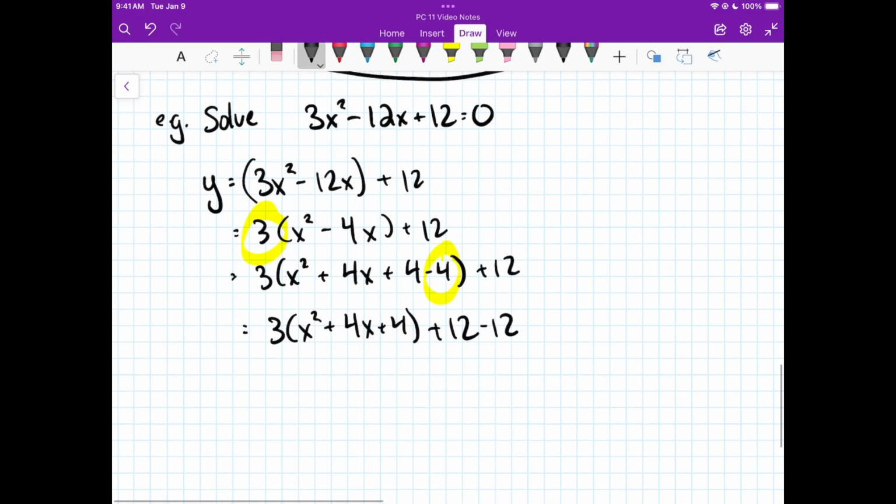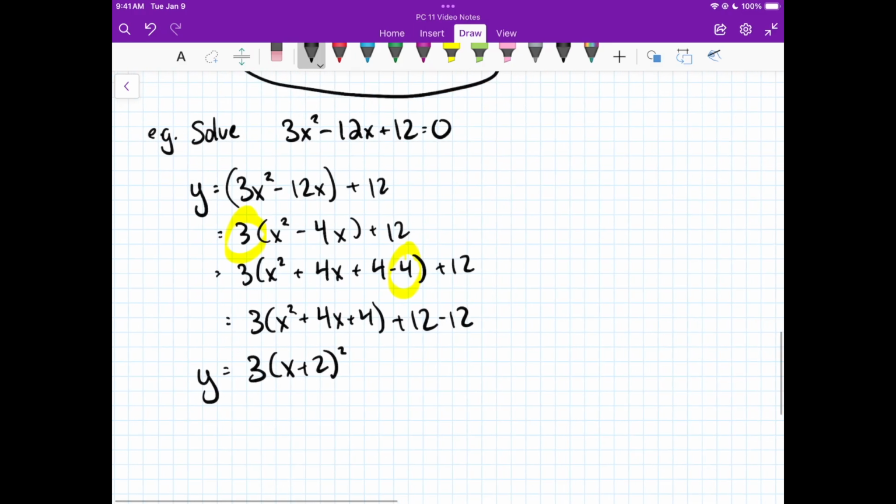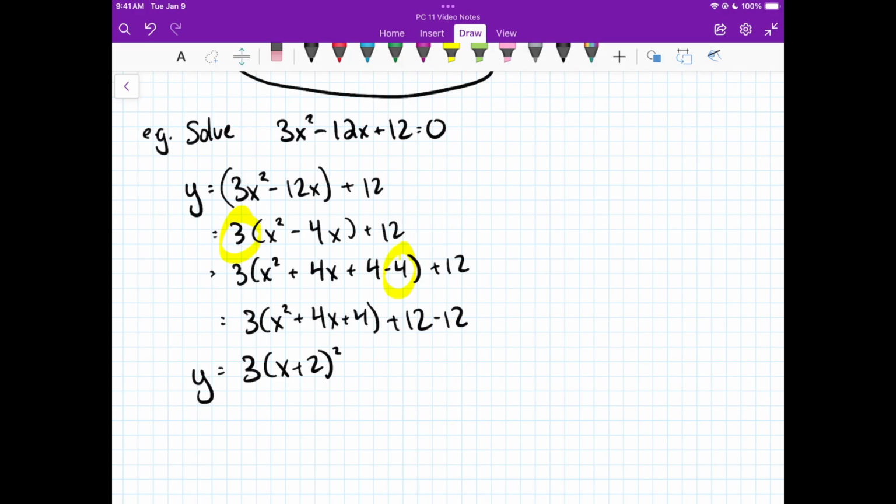And then we factor and we simplify. And what we end up with is y equals 3, and then just x plus 2 squared. So same deal. We're going to graph this carefully. A 5 by 5 will do. So go ahead and get yourself a graph. And let's see what we come up with.